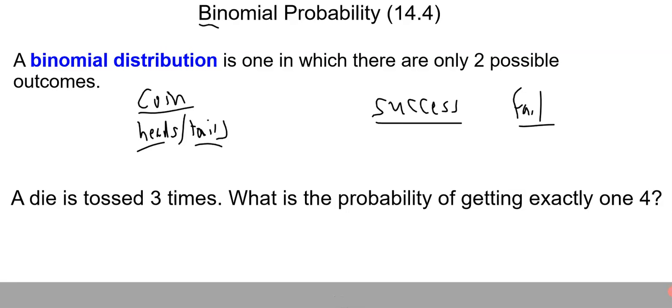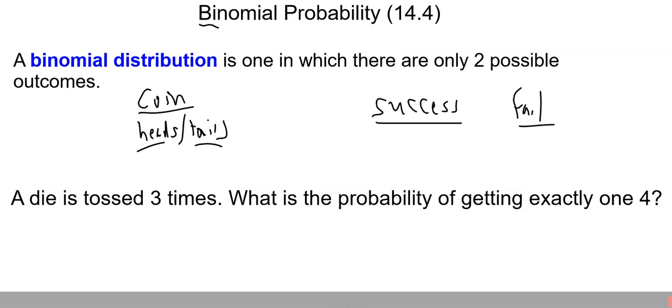So a die is tossed three times. What is the probability of getting exactly one 4? At first, this might not look like binomial probability, because aren't there six outcomes when you toss a die? You could roll a 1, 2, 3, 4, 5, or 6. But if you think about success and failure, success is we want to get exactly one 4. So a 4 is considered a success.